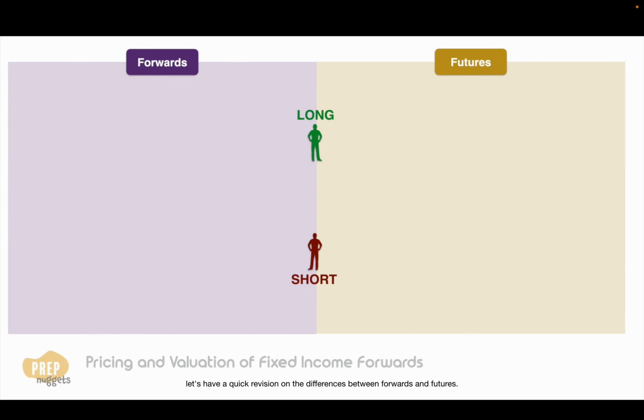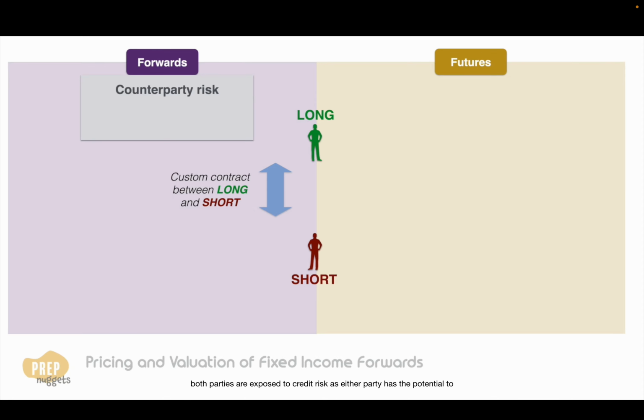And to end this lesson, let's have a quick revision on the differences between forwards and futures contracts that we learned in Level 1. Forwards are over-the-counter contracts in which the agreement is between the long and the short. As such, both parties are exposed to credit risk, as either party has the potential to default from the agreement. As the contracts are negotiated, they're usually non-standard to fit the requirements of both parties. Forward contracts also tend to be unregulated.